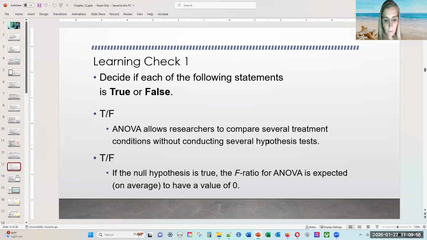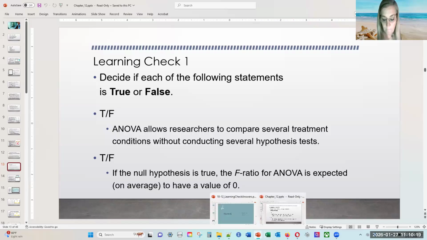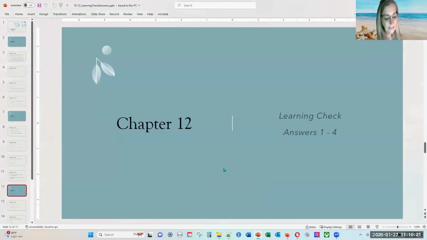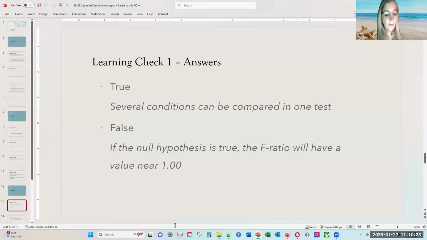All right, let's do our first learning check. Is it true that ANOVA allows researchers to compare several treatment conditions without conducting several hypothesis tests? Also, is it true that if the null hypothesis is true, the F ratio for ANOVA is expected on average to have a value of 0? Right? You can pause it, see if you can guess correctly.